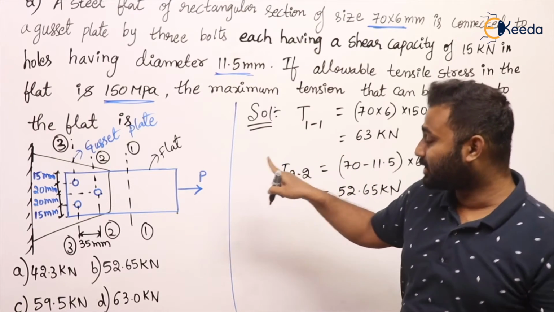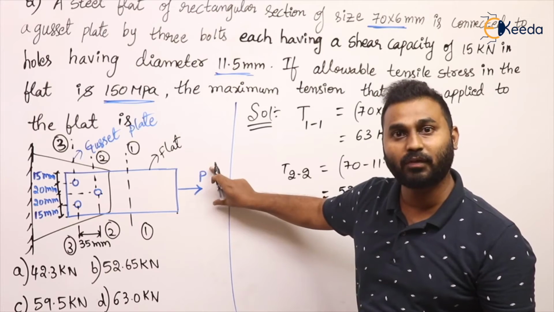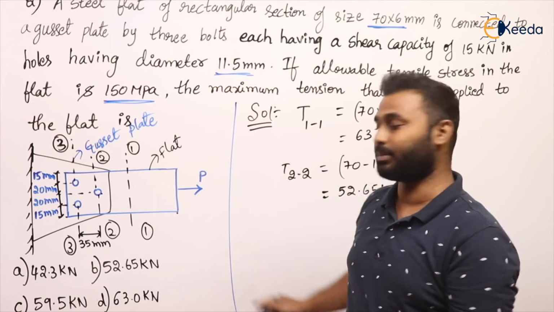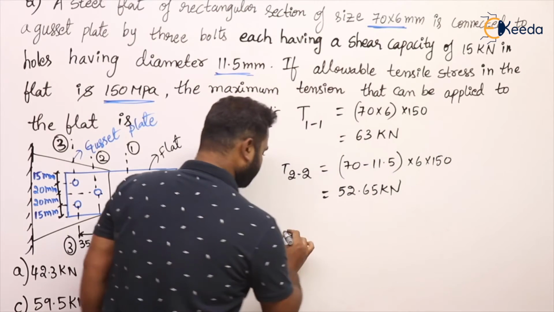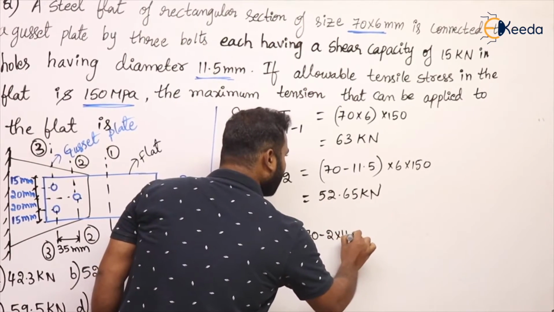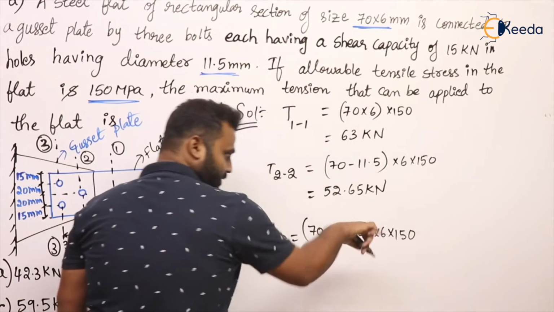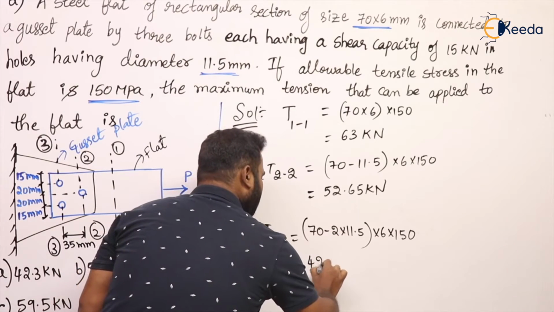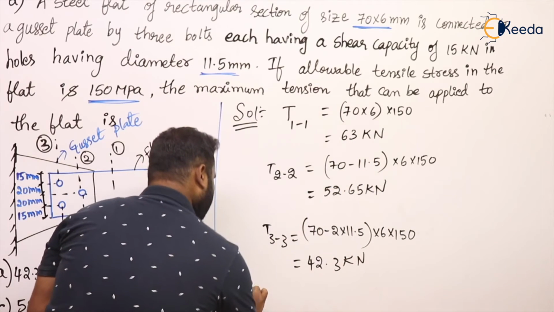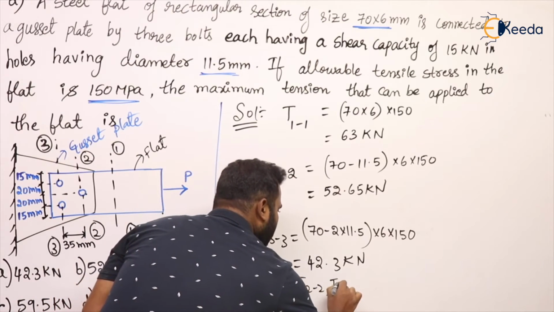Now let us find the tension carrying capacity at 3-3. At 3-3, two holes are there. Hence from the width of the flat, we need to subtract two bolt holes. The diameter of the bolt hole is 11.5 mm. So at 3-3, 70 minus 2 into 11.5, into 6 into 150. Upon simplifying this, we'll get 42.3 kilonewton.